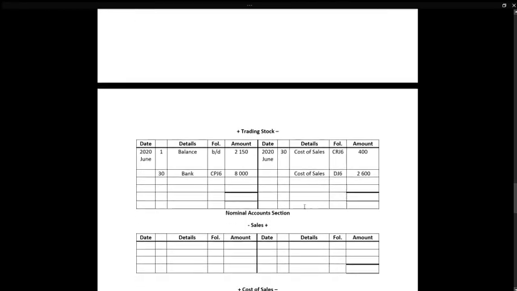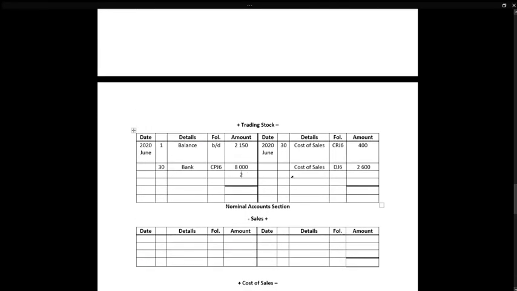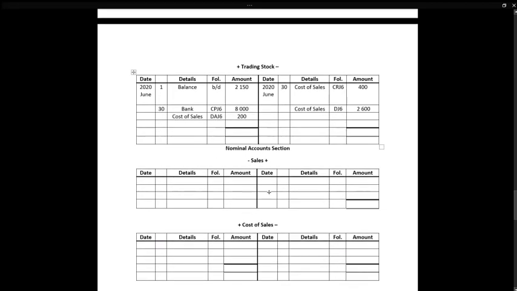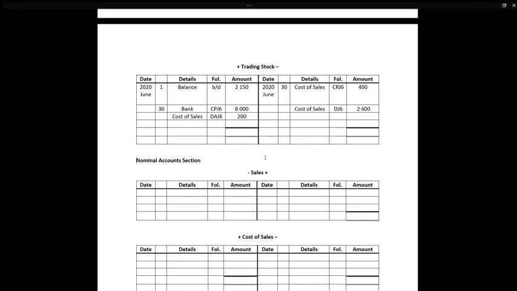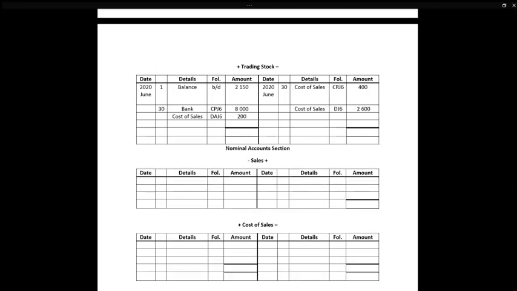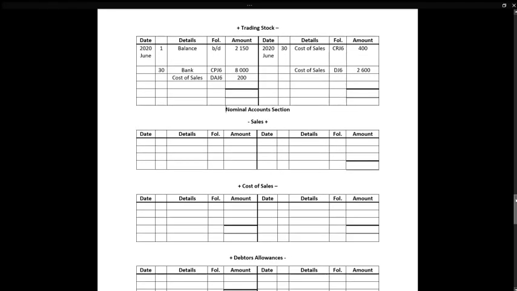So then my trading stock will increase with that 200 Rand. Where did I get the information? From my debtors allowances journal number 6. And my details will be cost of sales. Remember, we're just reversing that transaction, which also took place on the 30th. Right, sales. Let's see if we had an opening total.